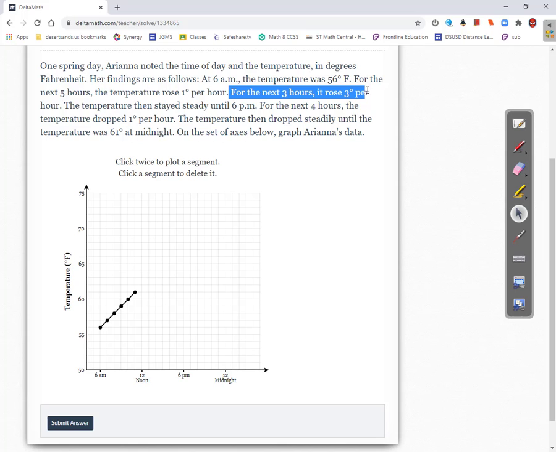For the next 3 hours, it rose 3 degrees per hour. Okay, so it gives us a time frame. It says it has to be 3 hours. And then it gives us our M, or our rate. And again, we want to look for the word per or every. So our M in this case is 3 degrees per 1 hour. So that's going to be 1 hour. Again, per means 1. So 3 degrees per hour.